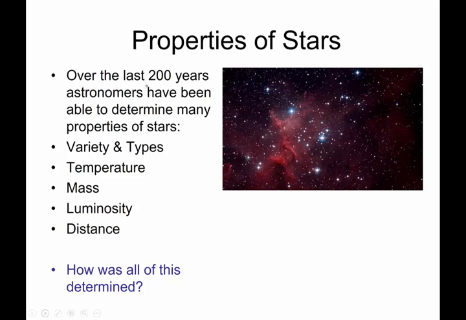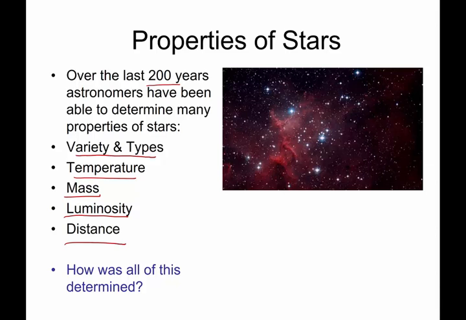So over the last 200 years or so, astronomers have been able to determine lots of things about stars. A lot of variety. There are as many different kinds of stars as there are different kinds of animals. There are vast differences between one star and another. Their temperatures. Some are very hot, some are very cold. The masses, the luminosity, how bright are they? And the distance. How far are some of these stars from us?